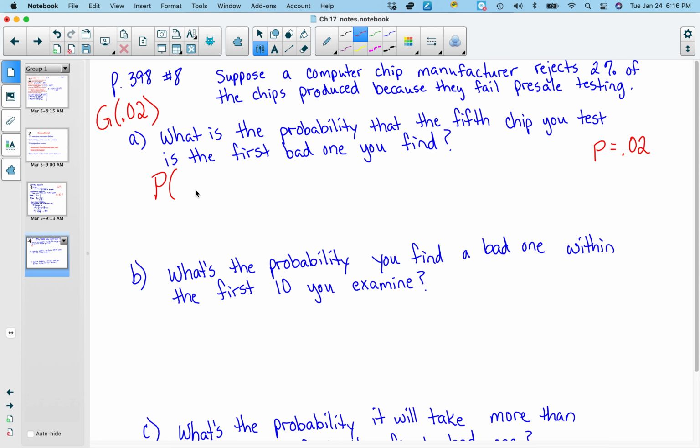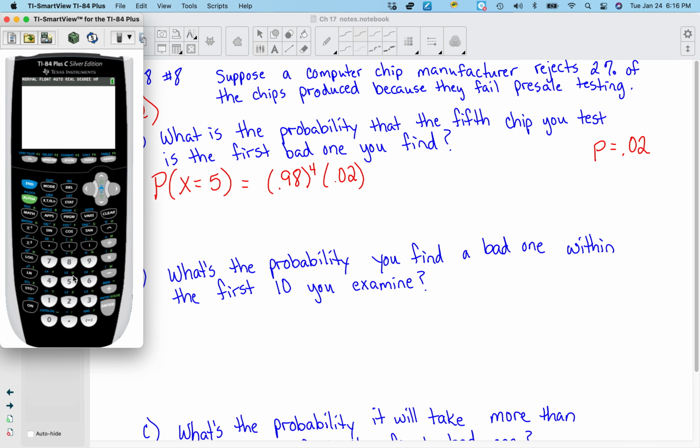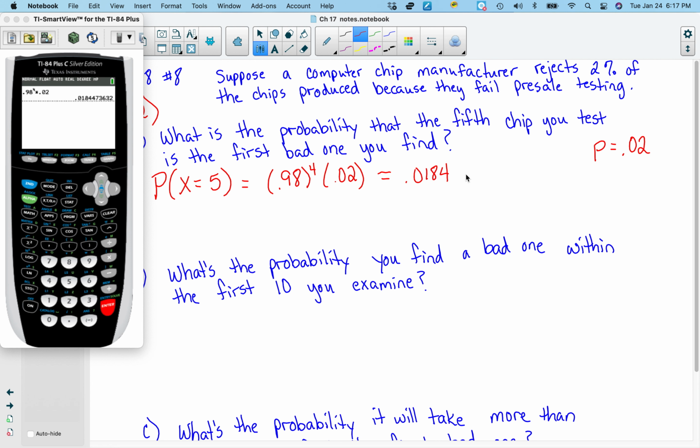So I'm going to write that as the probability that x equals 5. It happens on the fifth chip. Well, that means the first 4 were good. So 0.98 to the fourth power times 0.02. So we have 0.98 to the fourth times 0.02, and we get 0.0184. I tend to round to 4 decimal places.